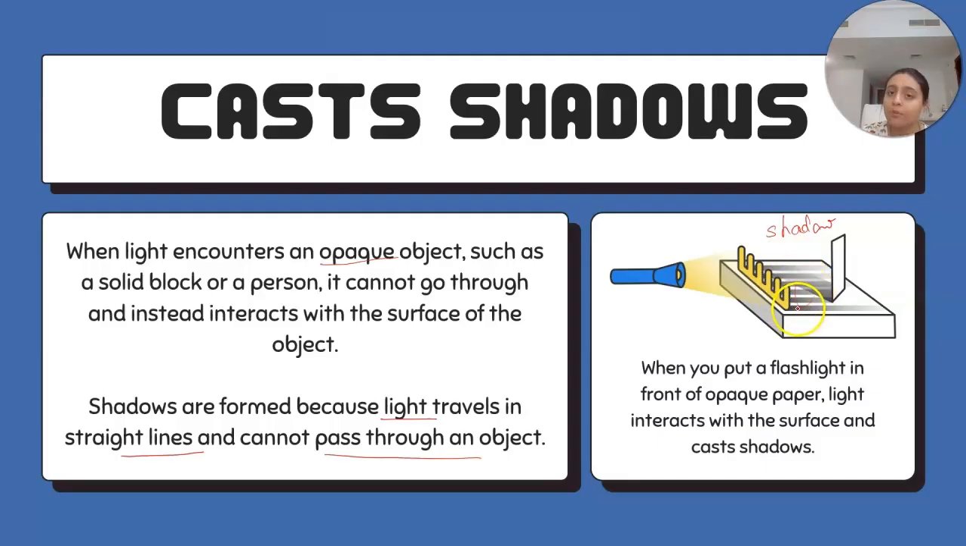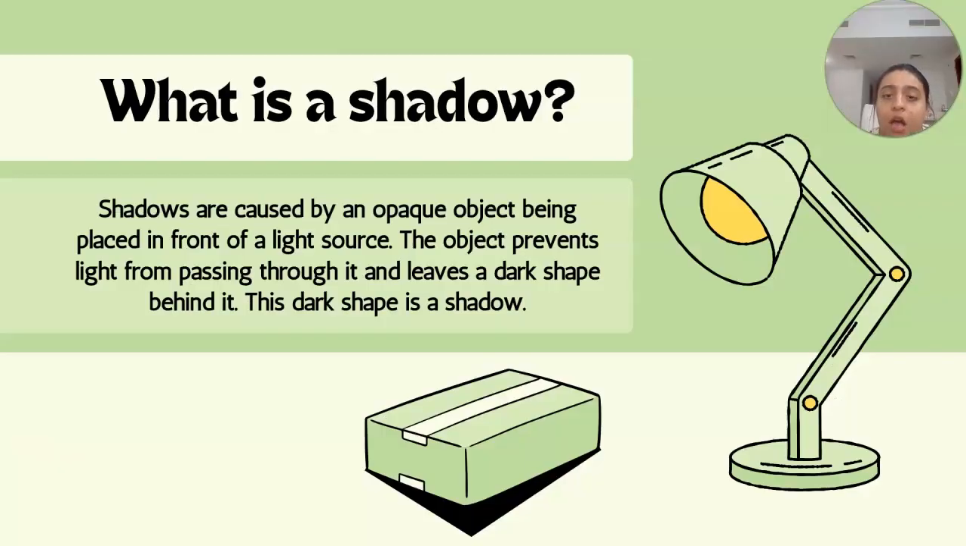The comb is an opaque object. Objects which cannot let light pass through them are known as opaque objects. So what is a shadow? Shadows are caused by an opaque object being placed in front of a light source. The object prevents light from passing through it and leaves a dark shape behind it. This dark shape is the shadow. The shadow is formed by an opaque object because light is not able to pass through an opaque object.